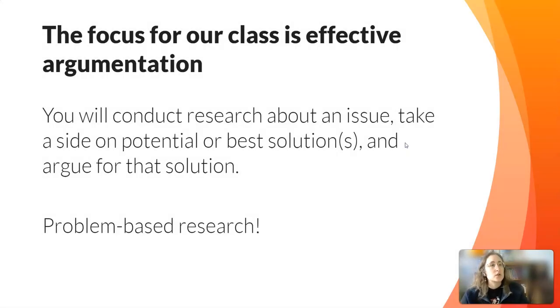So what we're doing this quarter, our focus is how to create effective argumentation. So you're going to conduct research about an issue. You're going to take sides on that potential or best solution to that issue, and you're going to argue for which solution or which side is the best option. And this is going to be focusing on problem-based research. So problem-based research we're going to be talking a little bit more about during week two. But I wanted to give this brief intro just to give you an idea of how our writing is going to be differing from persuasion. It's going to be more fact-based, and we're going to be doing a lot of research this quarter.